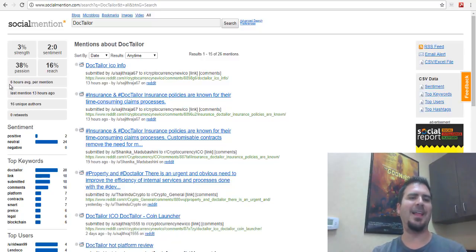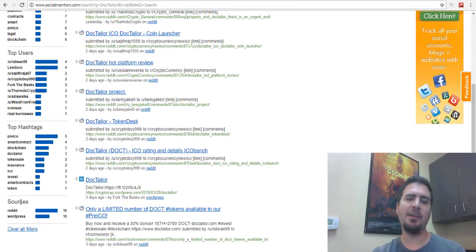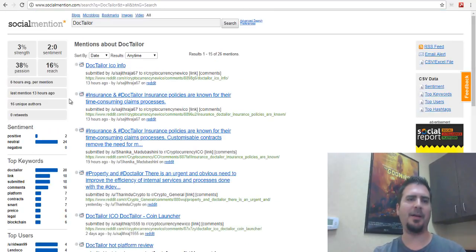They come up with when was the last mention about that particular keyword or ICO, and then you look down and you can see where the actual mentions came from on social media and whatnot about that particular ICO, right? So the higher the positive sentiment is, the better it looks for this particular ICO. The higher the passion, the reach, the overall strength, the higher the likelihood that this particular ICO is known in the public sphere, right? Is known on social media, is known on the internet, and this is an indication of how popular that particular cryptocurrency is, right?